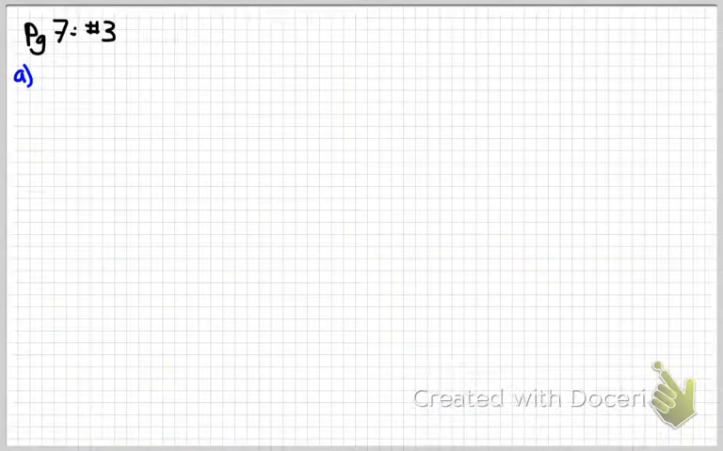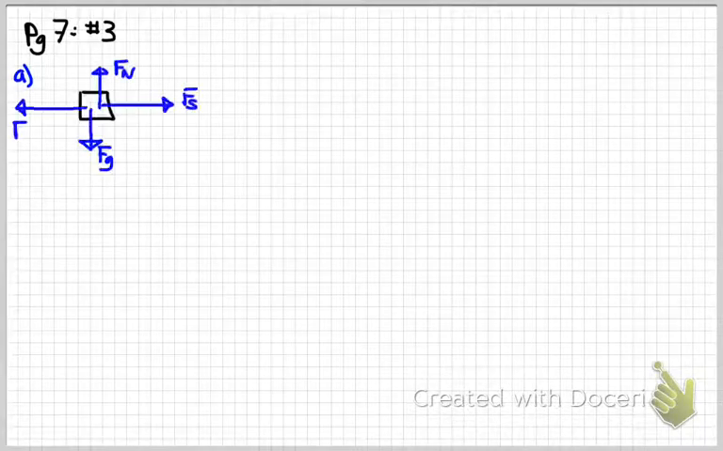Next, let's look at an example of a forces problem. So on page 7, let's look at question number 3. We've got a situation where a girl is pulling a friction block at a constant speed of 2 meters per second. The first thing it asks you to do is draw a free body diagram of the object.